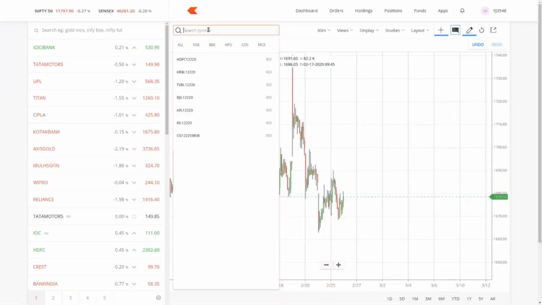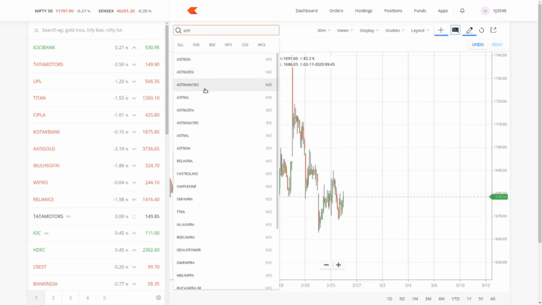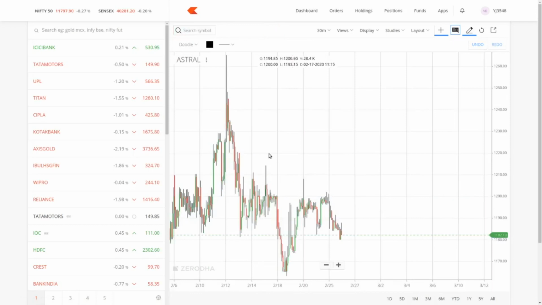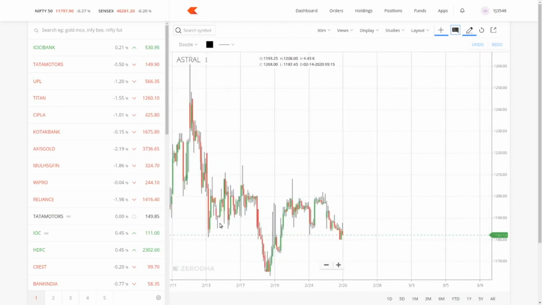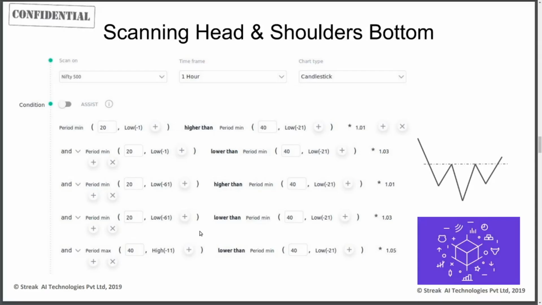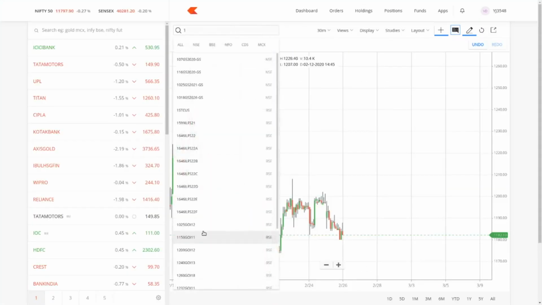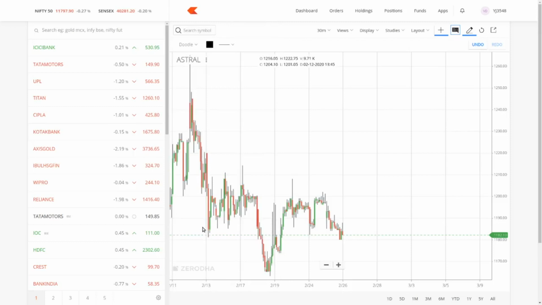So let me just go here, Astral, okay. So we can clearly try to see some pattern here, so I'll just draw. Let me just move the chart a little bit up. Sorry. So you see that there is 1 shoulder here, 2 and 3, right? And then there is this bottom here.